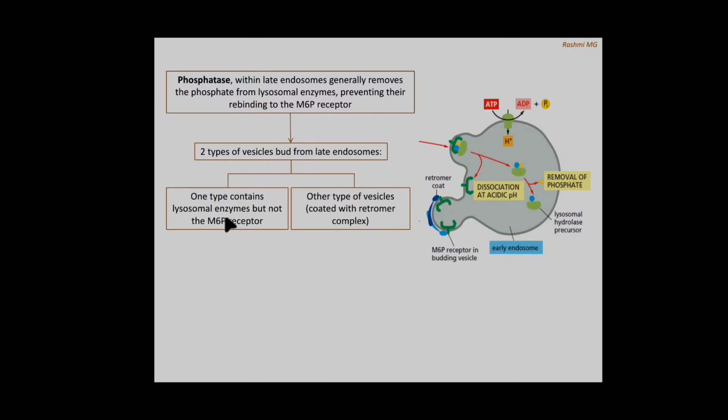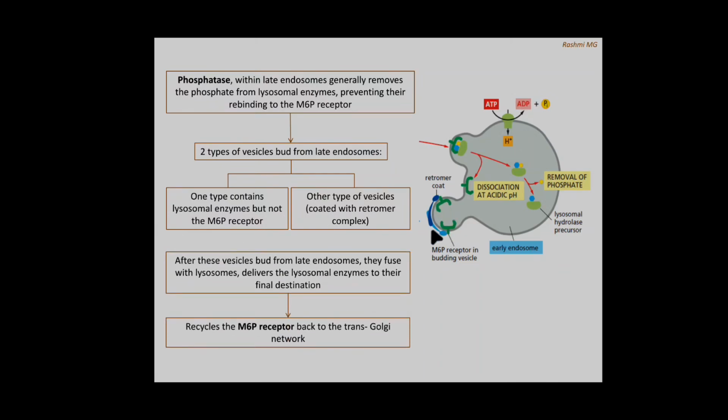One type contains lysosomal enzymes but not the M6P receptor. You can't see here the green color part, the M6P receptor. The other type of vesicle is coated with retromer complex. After these vesicles bud from late endosomes, they fuse with lysosome, delivering the lysosomal enzymes to their final destination. Here you can see that the enzyme has removed the phosphate, and this lysosomal hydrolase, which was the enzyme, is a precursor. It is delivered to the final destination.